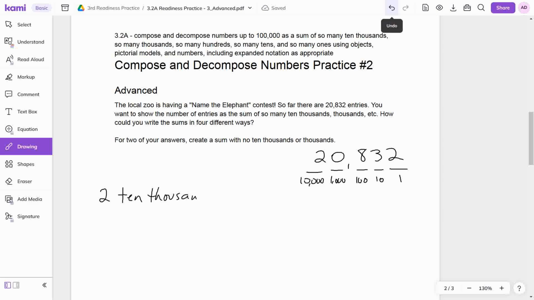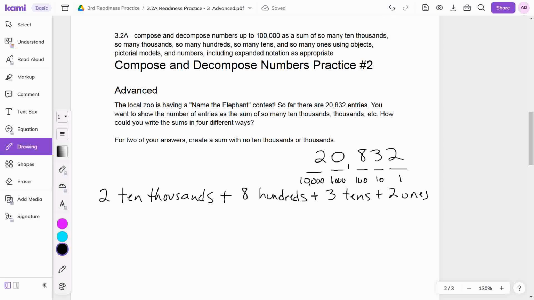I don't have any thousands, plus 800s, plus 3 10s, plus 2 1s. Okay, that's one way, but I can't do that 3 other times, and that uses thousands and 10,000s in the challenges. I can't use them in 2 of my answers.